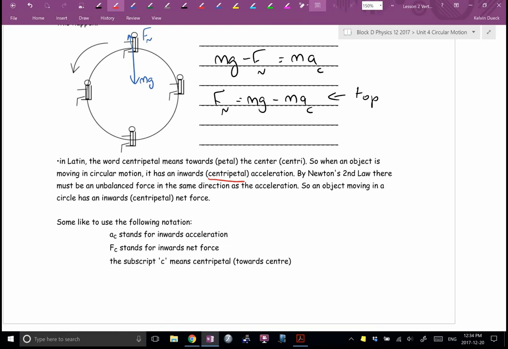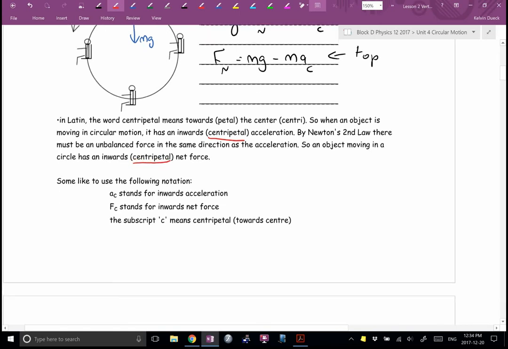So, by Newton's second law, F equals ma, there must be an unbalanced force in the same direction as the acceleration. So an object moving in a circle has a centripetal force, not a centrifugal force with an F. I went on a rant last class and I said that's not a force, that's your own inertia wanting to keep going in a straight line at a steady speed. It's mythical, it's not a force at all. Some like to use the following notation. If I'm moving in a circle, I'll call it FC equals MAC.